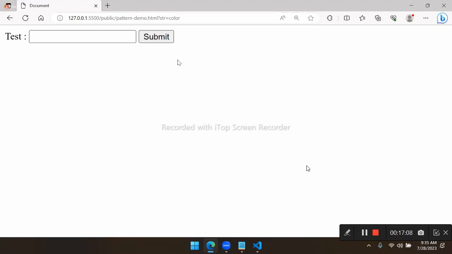But what I want here is for the user to submit two spellings, color and colour. That means the user can submit either of these two words. Then how do we write a pattern for that?